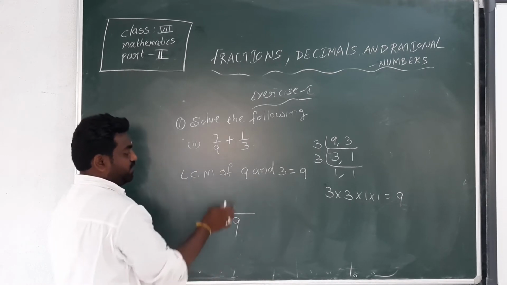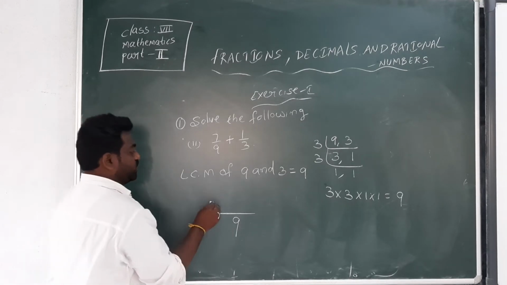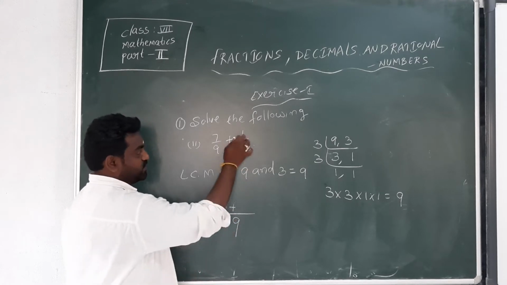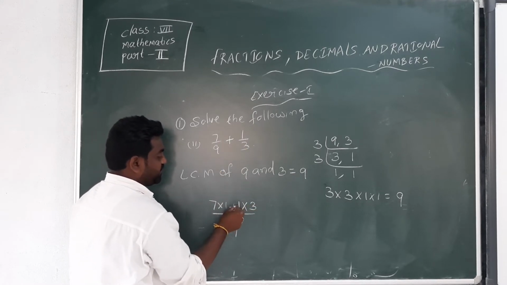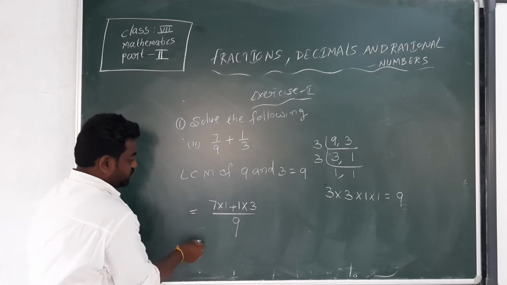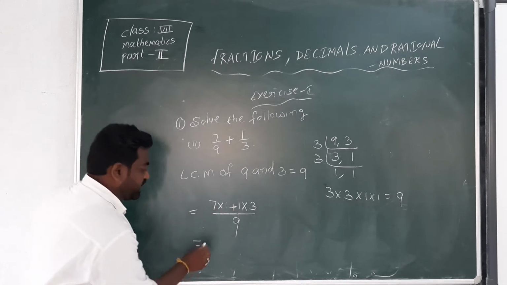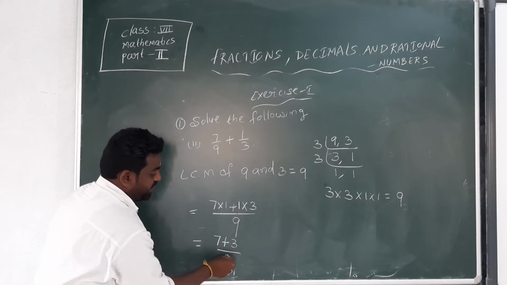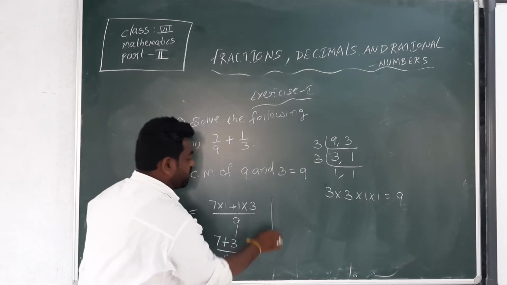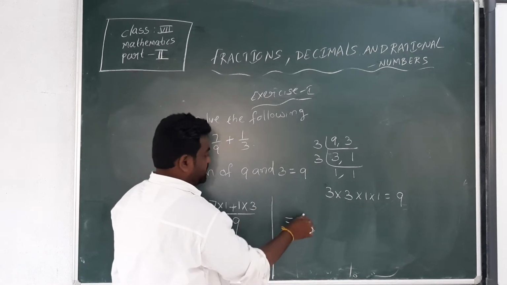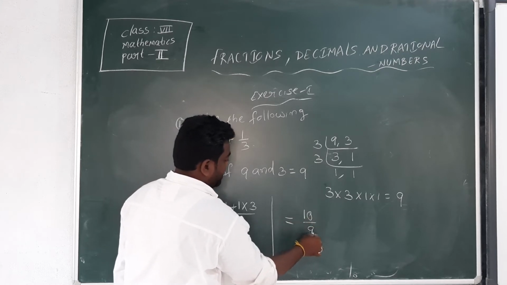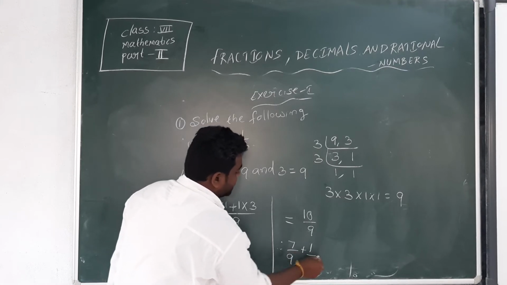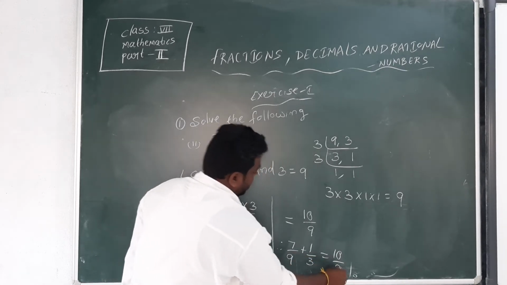9 table, 9 one time. So 7 into 1 plus 3 table 9, 3 times, so 1 into 3. 7 ones are 7 plus 1 into 3, that is 3 by 9. We add 7 plus 3, that is 10. 10 by 9. Therefore, 7 by 9 plus 1 by 3 is equal to 10 by 9. Okay.